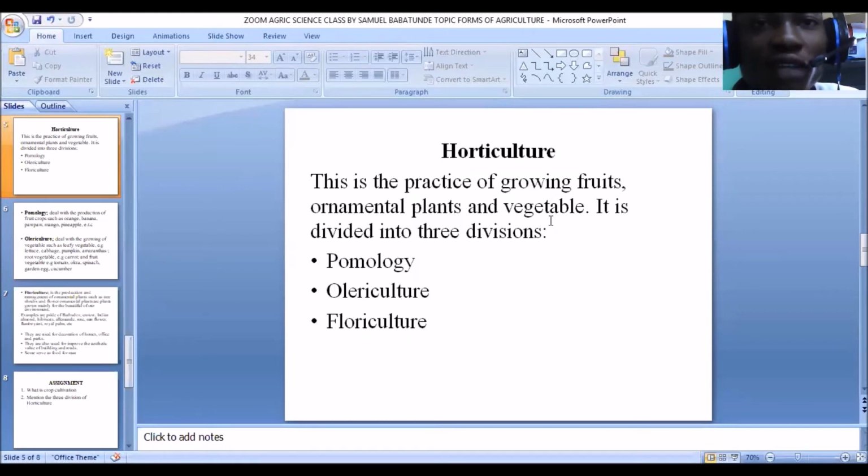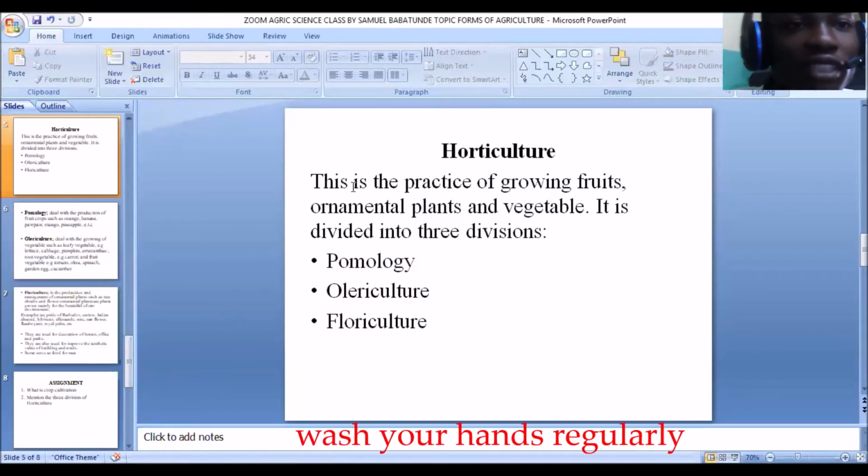The aspect of agriculture that deals with what? With the cultivation of ornamental plants. Now, ornamental plants simply means flowers, plants that beautify our surroundings, our environment, our homes, our schools, our workplace. All these are ornamental plants. Vegetables. Vegetables are all these plants that we use and we see today. Examples are your okra, your tomatoes, your pepper, your spinach. They are what? They are vegetables.